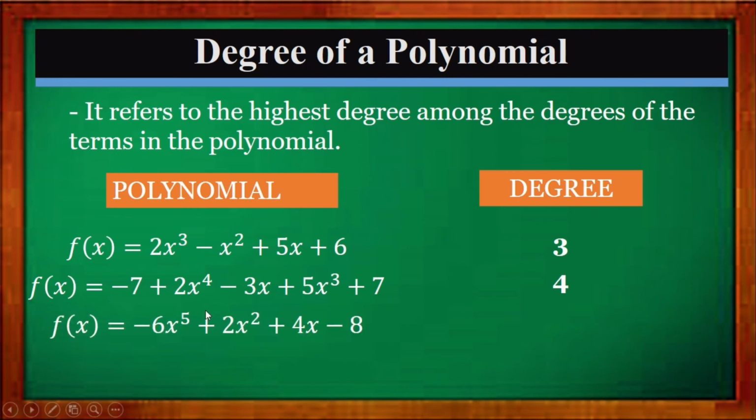Another one, we have f of x equals negative 6x raised to 5 plus 2x squared plus 4x minus 8. And our exponents are 5, 2, 1, and 0. And the highest exponent among these terms is 5. That is why our degree is 5.